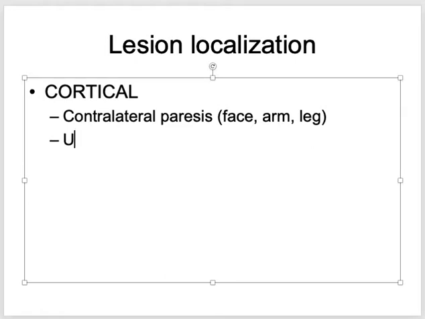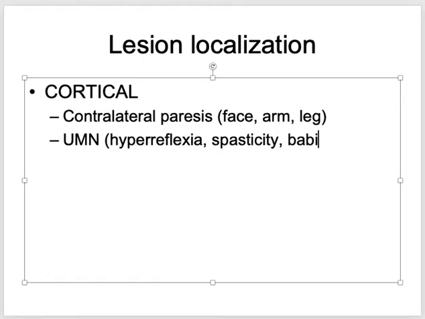And remember, it presents with upper motor neuron type of injury. And I told you already, what are they? Hyperreflexia, spasticity, Babinski sign positive, okay? So these things will be present.